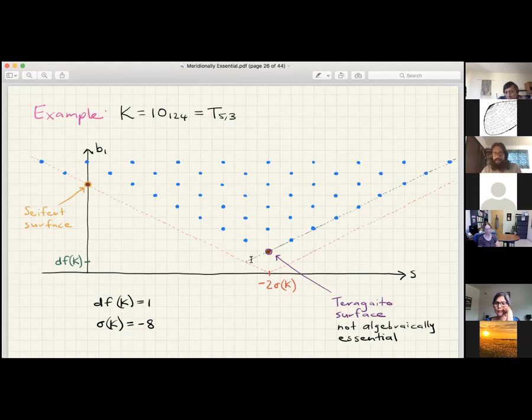And now there are only 2 meridionally essential surfaces here. One's the Seifert surface. The other one is a less known spanning surface. It is the one I sketched earlier today. I've been calling them the Pterygido surfaces because he was studying the cross-cap numbers of torus knots, and these are the ones that realize it. But in particular, this is a surface that's not algebraically essential, but is geometrically and meridionally essential.